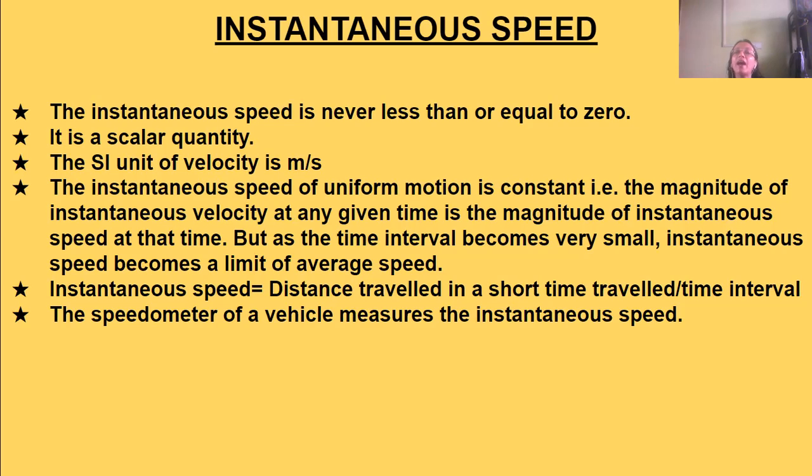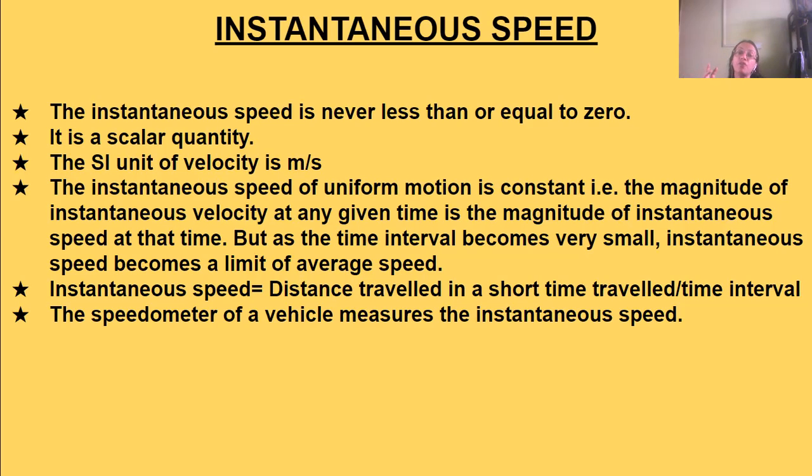Okay. But as the time interval becomes small, instantaneous speed becomes a limit of average speed. If the time interval becomes small, say 10 seconds, in comparison to 1 hour, 10 seconds is very small. So if the time is small, then the instantaneous speed becomes a limit of average speed. So the instantaneous speed formula is the distance traveled in a short time divided by the time interval. So in a short time, how much distance is covered by the time interval.